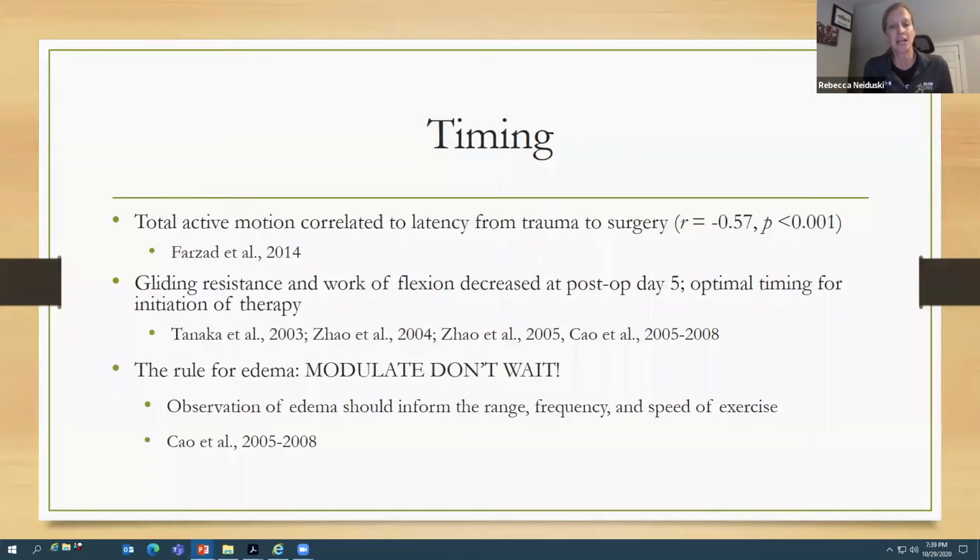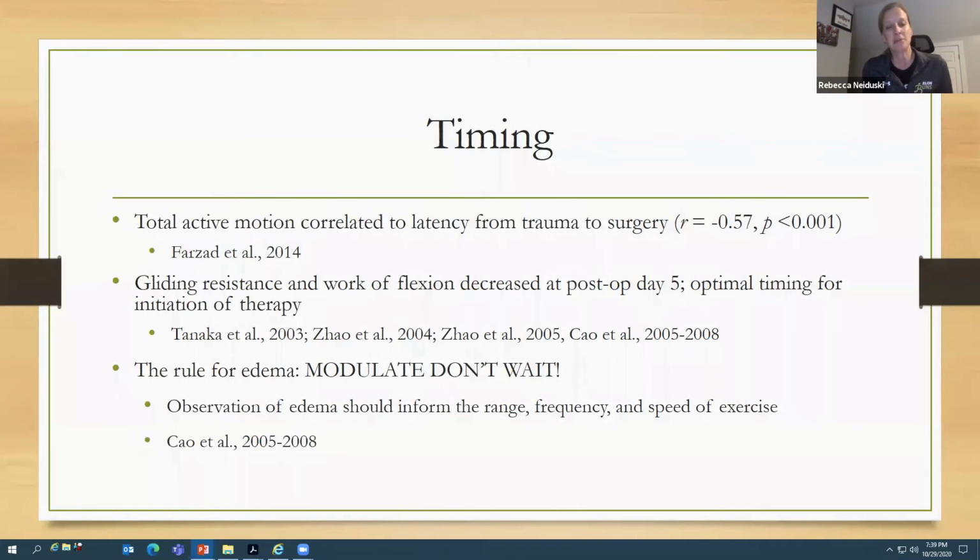The second idea around timing is that there are many, many studies done in the Mayo Clinic and also in Asia looking at gliding resistance and work of flexion as decreased most at day 5, which is the optimal timing for the initiation of therapy. I will say in my many years of practice, we typically started our patients 2 days post-op and had really nice results, but I do think you have to have highly trained therapy to start that early.